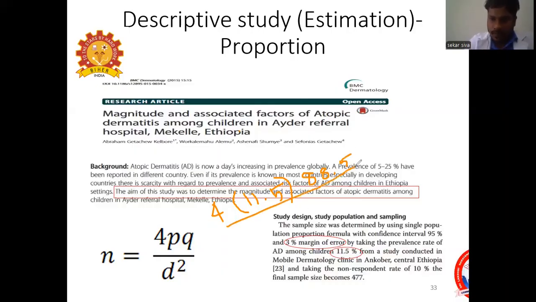Divided by 3% of margin of error. So 3 into 3 is 9%. Okay. So 4 into 11.5 into 88.5. That is 1017.75.